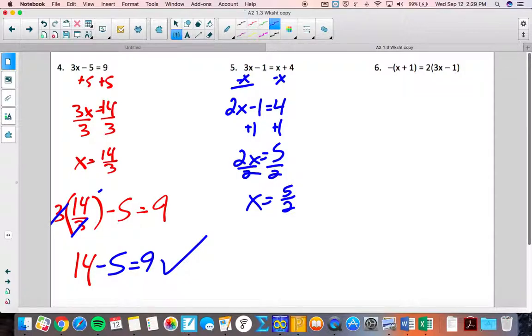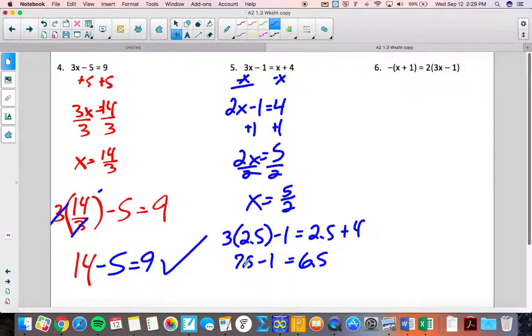You know, if you want to use that, you could, but it'd be good to get used to using fractions. So you know what? I'm going to use 2.5. So we have 3 times 2.5 minus 1 equals 2.5 plus 4. So 3 times 2.5 is 7.5, minus 1, and 2.5 plus 4. You might want to think money here, like $6.50. So $7.50 minus $1 is $6.50. It's definitely correct.